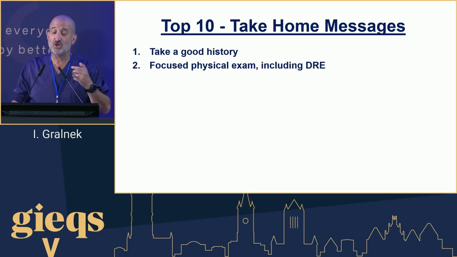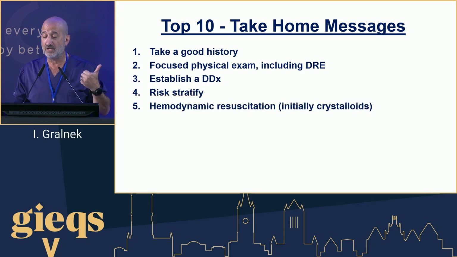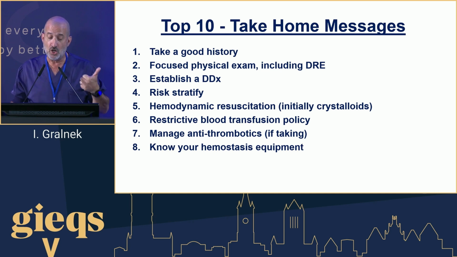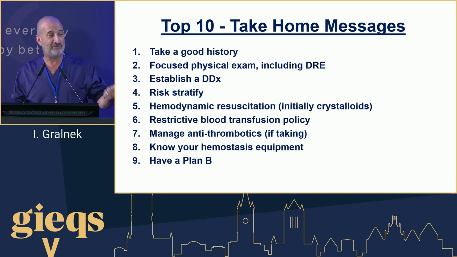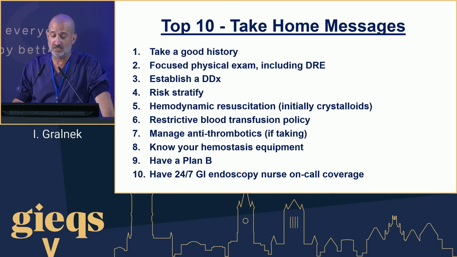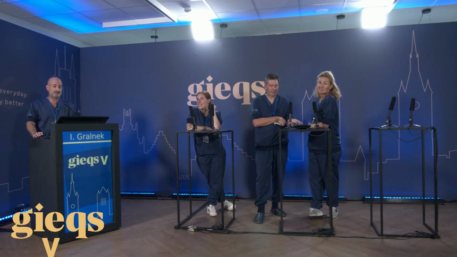So messages: take a good history in these patients who are bleeding, focus your physical exam, including digital rectal exam, establish a differential diagnosis, risk stratify, resuscitate the patients, restrict a blood transfusion policy, which you didn't talk about any of these things, manage their antithrombotics if they're taking it, know your hemostasis equipment, have a plan B or C or D, as John has said, and GI endoscopy nurse coverage 24/7. And I will stop there. Thank you.